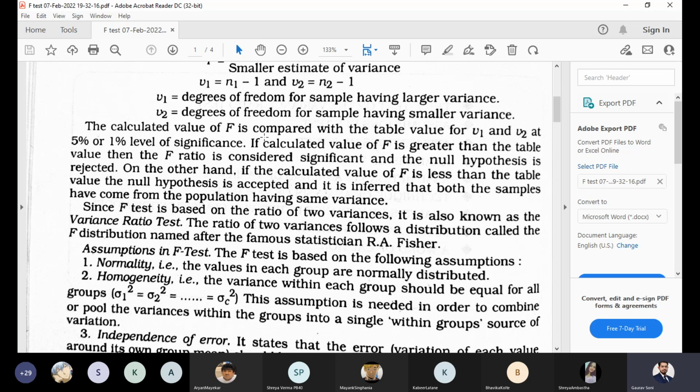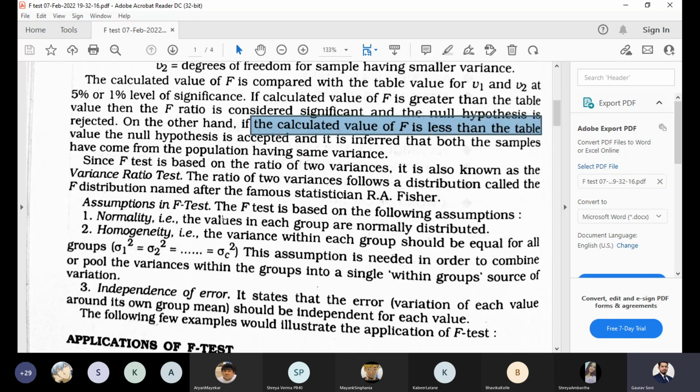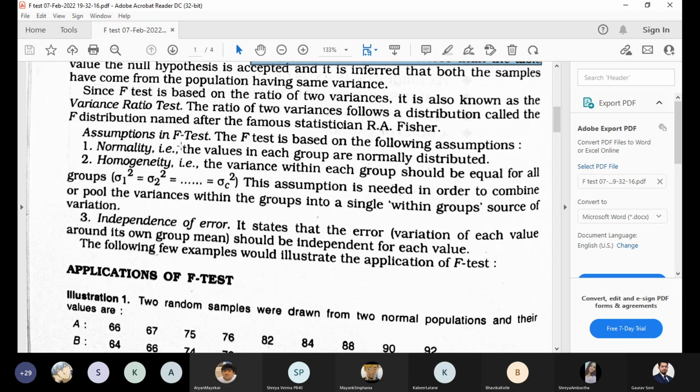Let's read the statement once again. Calculated value is greater than table value. This is the same thing just like we've seen in the previous cases. If the calculated value is larger, then we reject. If the calculated value is less than table, then we accept the hypothesis. Just same as the previous one. Okay. Now, since F test is based on the ratio of two variances, it is known as the variance ratio test. Again, just the kind of remarks.